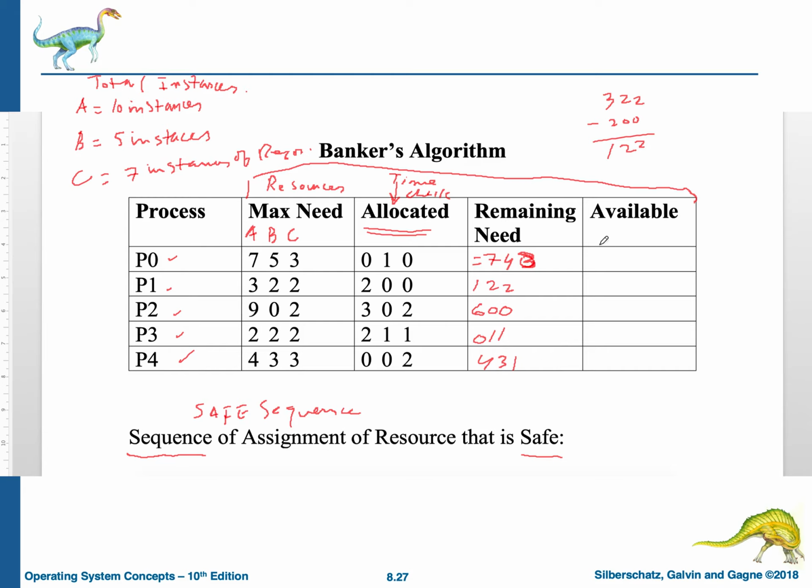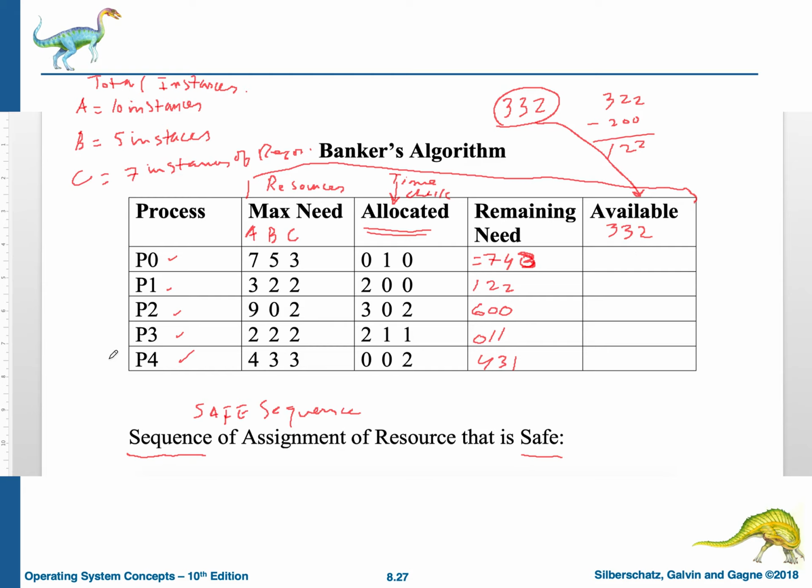So for example, suppose the available resources are 332, right? These are the resources available at the time when we were checking: 3 instances of A, 3 instances of B, and 2 instances of C. The other resources are already allocated to the processes. Now we will create a safe sequence in which these processes will execute and never fall into a cycle, a circular wait.